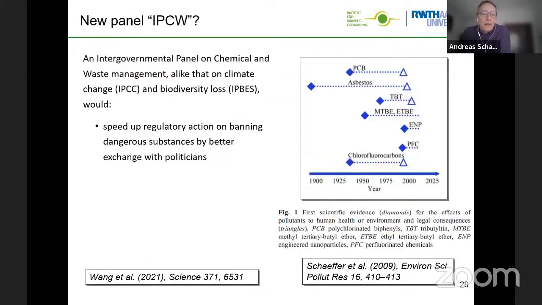So Zhanyun Wang and other authors, I was also a co-author of this publication, asked for establishing a new panel on chemicals and waste. An intergovernmental panel on chemicals and waste, like that on climate change, IPCC, and biodiversity loss, IPBES, would have several advantages. It could help to speed up the regulatory action on banning dangerous substances by better exchange with politicians.